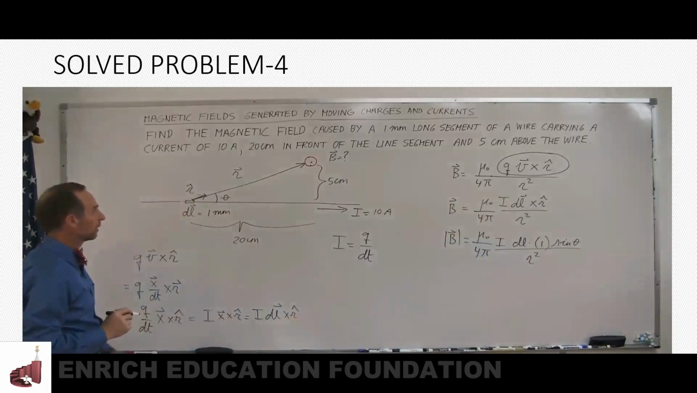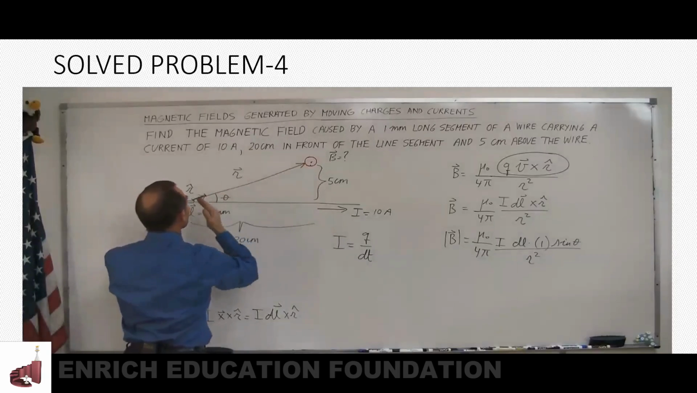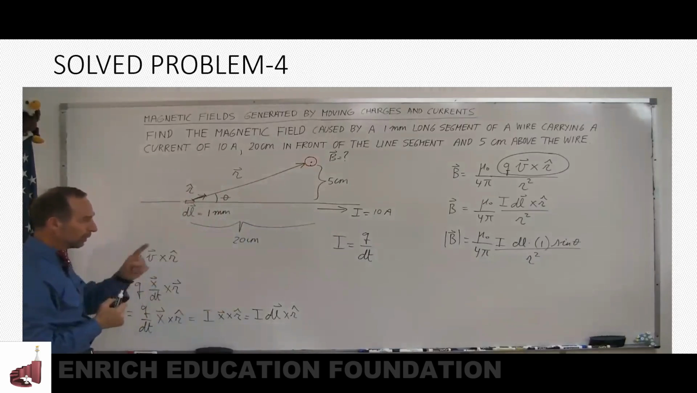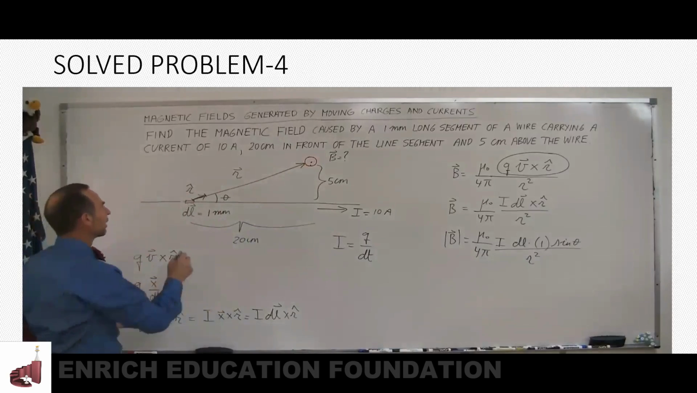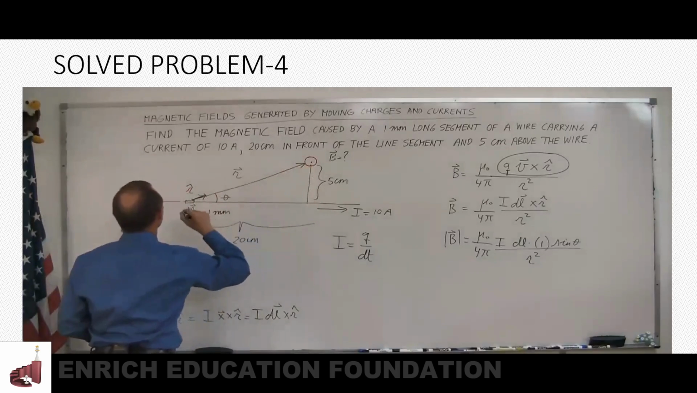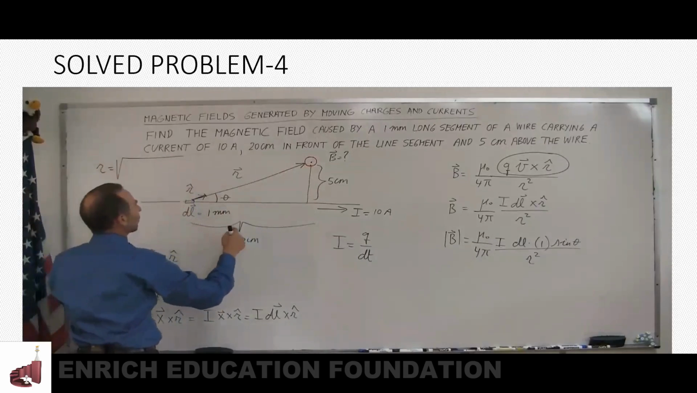All right. Now we're given the length dl, it's very small, and as long as dl is small compared to the distance away from this line segment, we can go ahead and make that substitution. We need to find the angle theta, and we need to find the distance r. Now since this is a triangle right here, we can use the Pythagorean Theorem. We can say that r is equal to the square root of the sum of the squares of the sides.